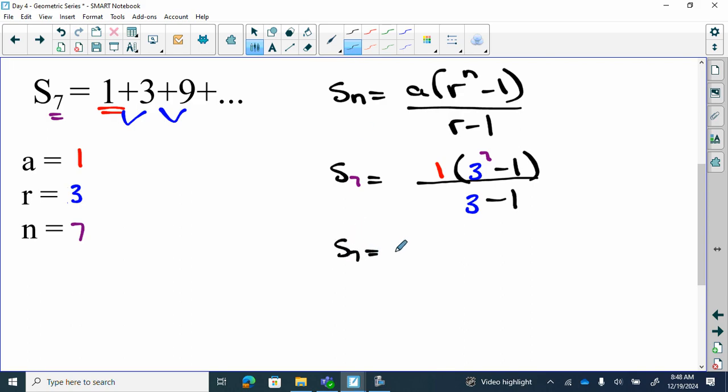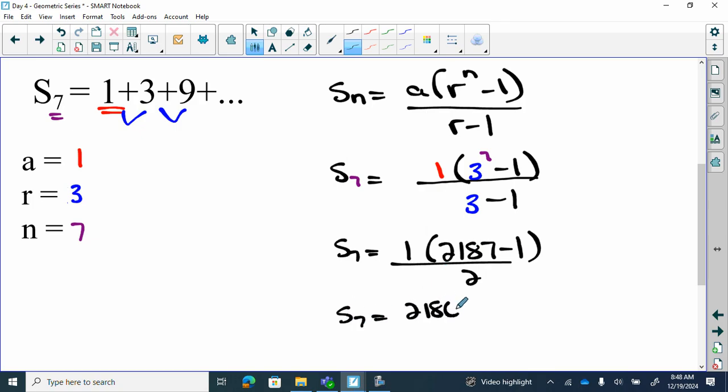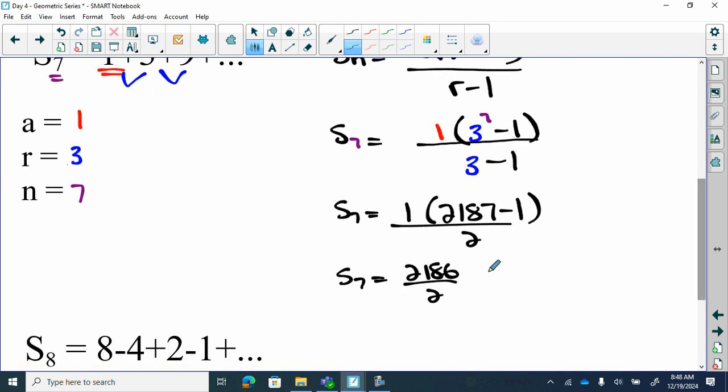S7 is going to equal 1 times 2,187 minus 1 over 2. This is going to be 2186 divided by 2. 1,093. Is that okay? S7 is 1,093. If you added the first 7 terms of that sequence, of that series, you would get 1,093.